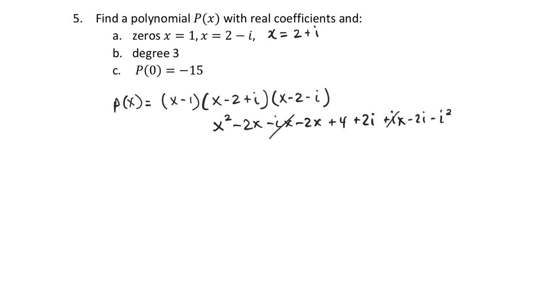Now, a lot of terms, remember, will cancel. And then i squared is negative 1. So we have minus negative 1, which is plus 1, which adds to the 4, making 5. And then negative 2x and negative 2x combines to negative 4x. So that's x squared minus 4x plus 5 times x minus 1.